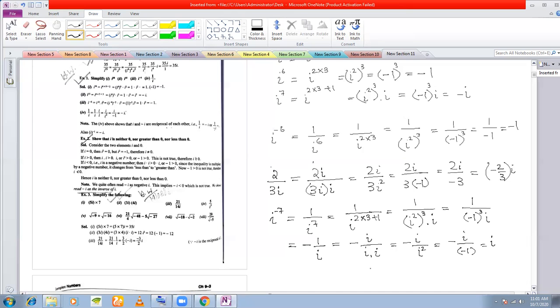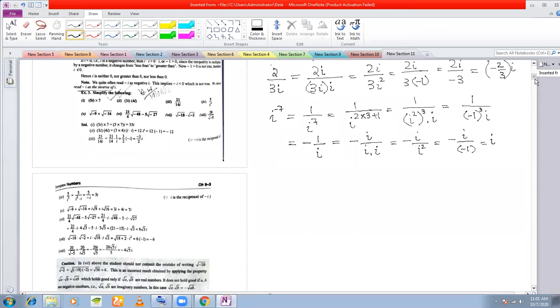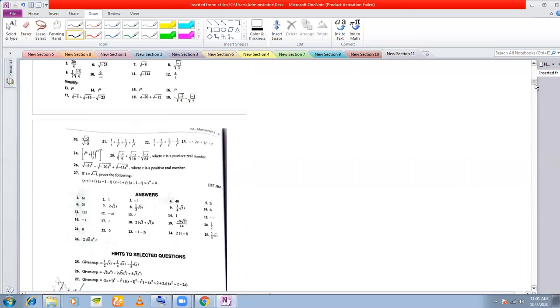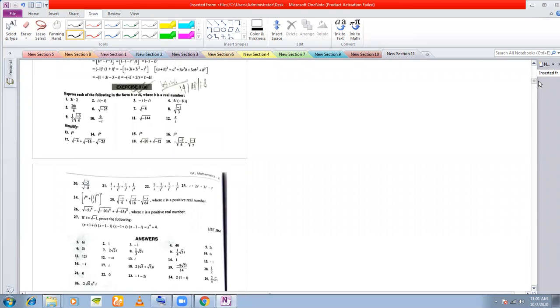So any number which contains I is called an imaginary number. Okay. So that is what, and there are some very simple problems here. I'm sure you can go through these. Not much is required here. Okay, let's move on to this exercise here.